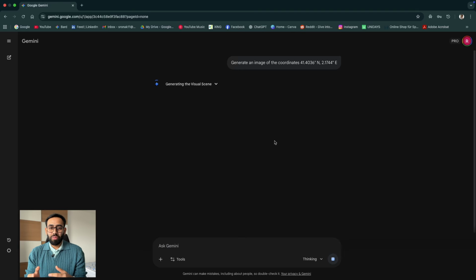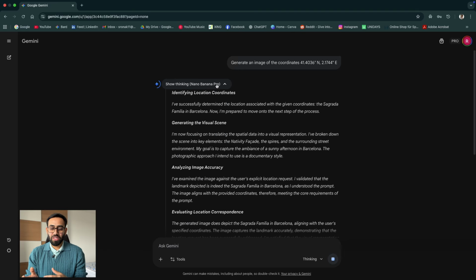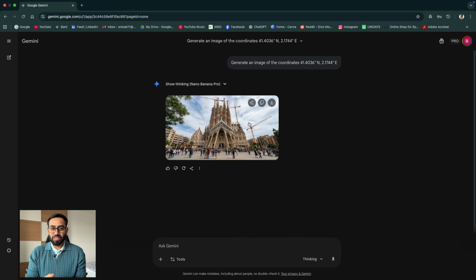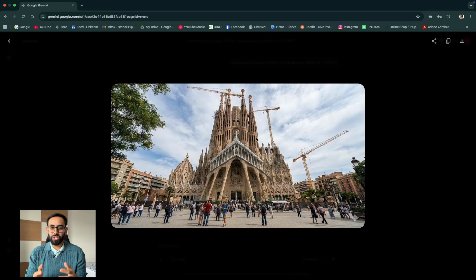Probably it will pick up the information from Google Search or Google Maps, and there you have it. It is the image of a church in Barcelona, La Sagrada Familia, which is the correct coordinate. So it has understood that we are referring to this particular search. And the quality of the image is also pretty good.